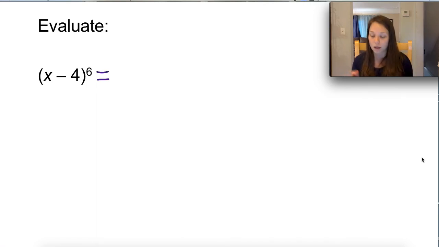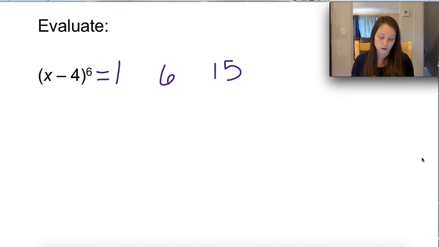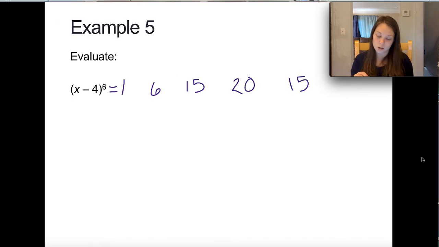row of Pascal's triangle. The 6th row of Pascal's triangle is 1, 6, 15, 20, 15, whoops, I'm running out of room, 6, and 1. I tend to write things pretty spaced out just so I have enough room.